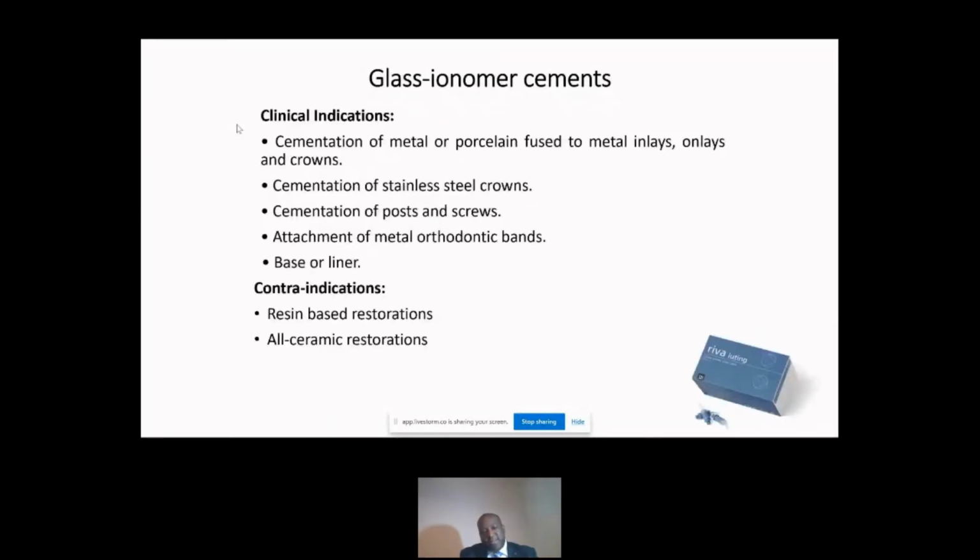And these are some of the indications of glass ionomer cements: metal restoration cementations, stainless steel crowns, and also posts and screws. There are some contraindications with glass ionomer cements, specifically all ceramic restorations, because you get something called hygroscopic expansion, which could affect the long-term aspects and longevity of a restoration.